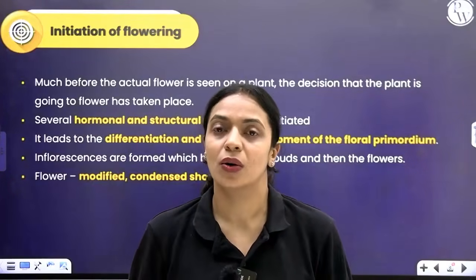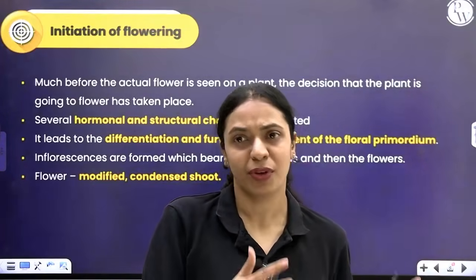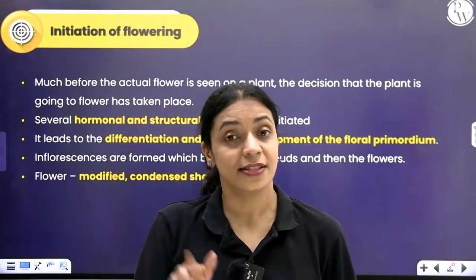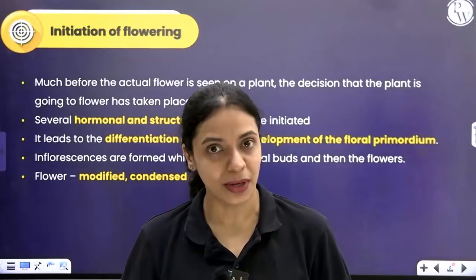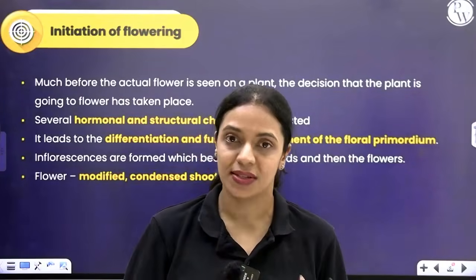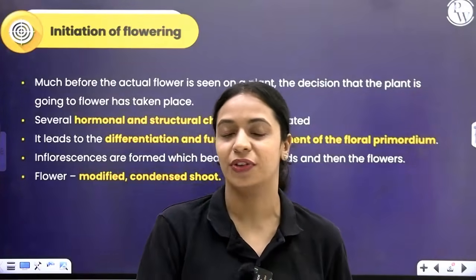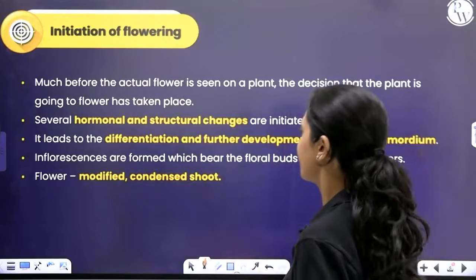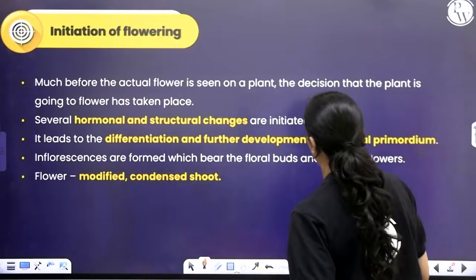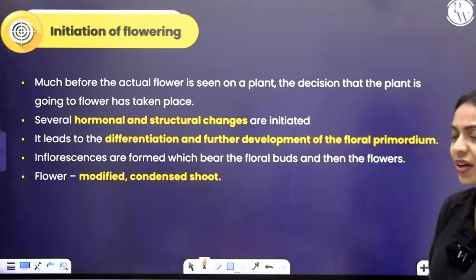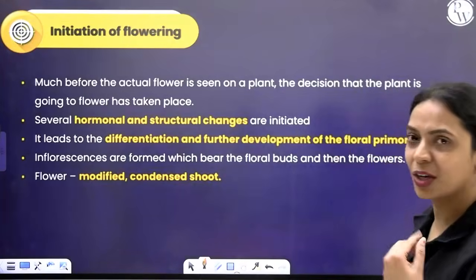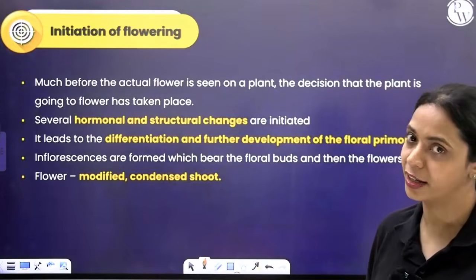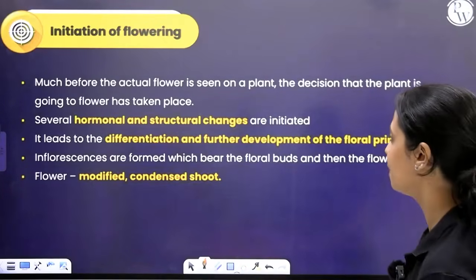Okay, so before you see the production of flowers on a plant, the decision that a flower should form would have been made, and a lot of processes and reactions and transport of chemicals will be taking place before you actually see the flower. All right, so much before the actual flower is seen on a plant, the decision that the plant is going to flower would have taken place, because the leaf measures everything, and once everything is favorable, it would have decided that it is time to reproduce and produce flowers.